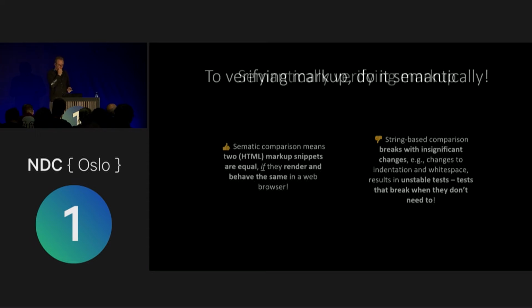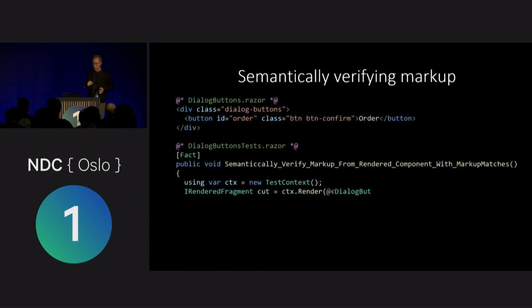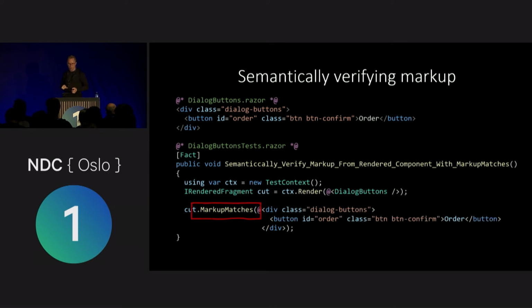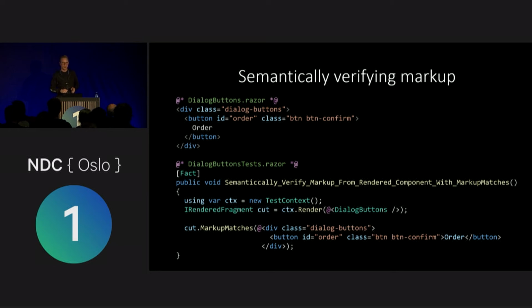So consider this dialog button component we have up here, and this straightforward test of that. We're just asserting that the markup is right, and we use markup matches. Markup matches is the assertion method in bUnit that allows you to get that semantic comparison logic built in. So if I, for example, go and do Control KD in my dialog buttons component, this test will still pass because the two snippets of markup will still look the same in the browser, right? So that's what we want. We want to be able to do insignificant changes to our components without breaking our test.